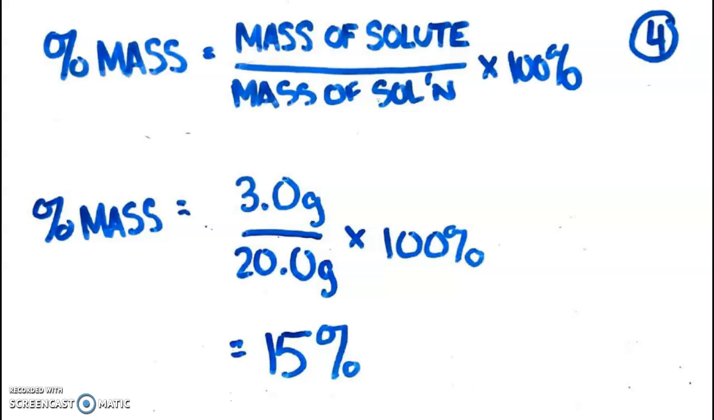We're going to do that using the formula for percent mass off of table T. Percent mass is the mass of solute divided by the mass of solution times 100%. The mass of solute of the hydrogen peroxide was given to us in the problem as 3.0 grams.